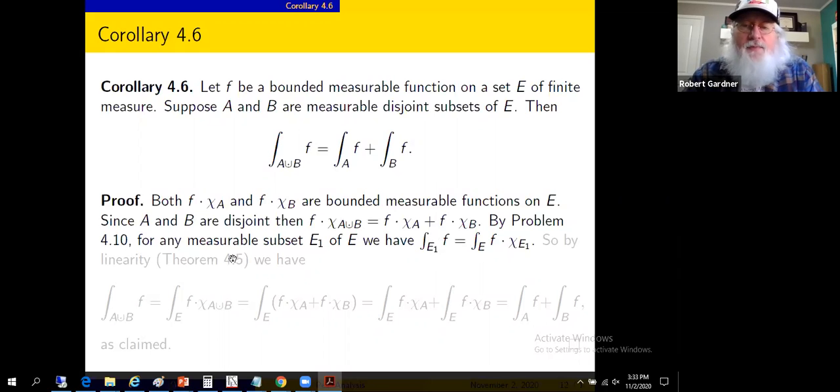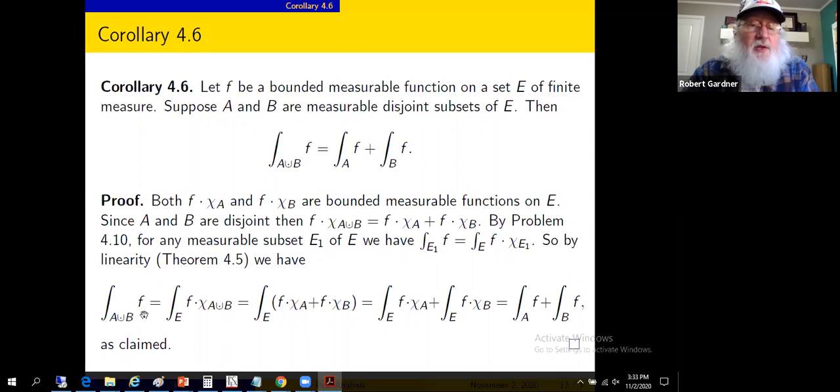Problem 4.10 says for a measurable subset E1 of a set E, the integral over E1 of f is the integral over E of f times a characteristic function. So a little bit of work, with the heavy lifting being done by problem 4.10, allows us to associate integrals over subsets using characteristic functions, which is exactly what we need for this. So now we can take these integrals and relate them to these functions.